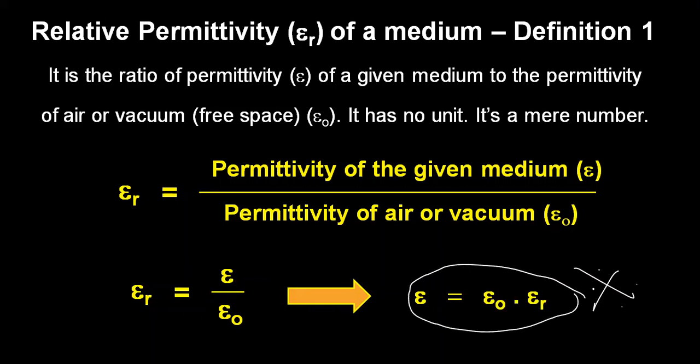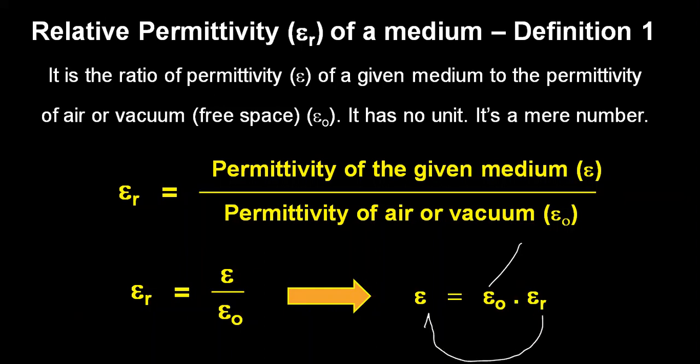Don't forget this. That is, permittivity of any medium can be written as the product of permittivity of the medium taken as standard, that is air or vacuum, and relative permittivity of that medium. So the product of relative permittivity of a medium and permittivity of air or vacuum will give its permittivity. So don't forget this relation. Now, we will try to find the value of relative permittivity of air or vacuum and the other media.